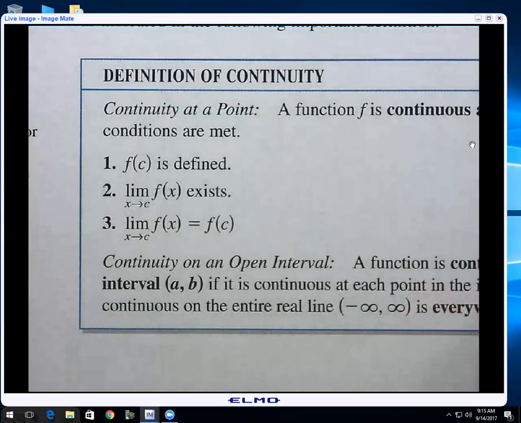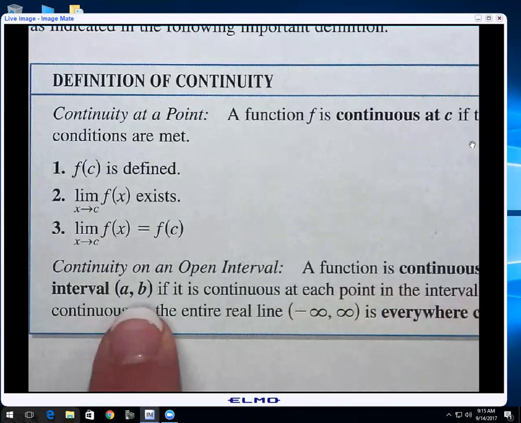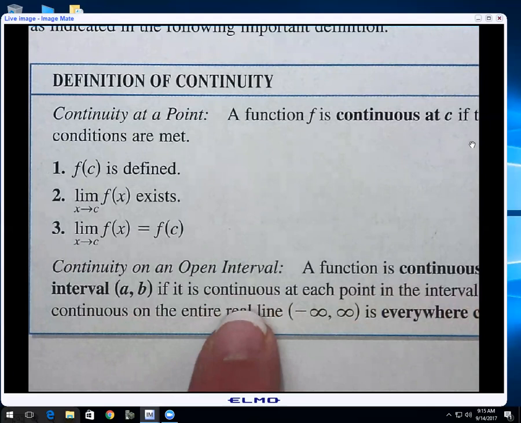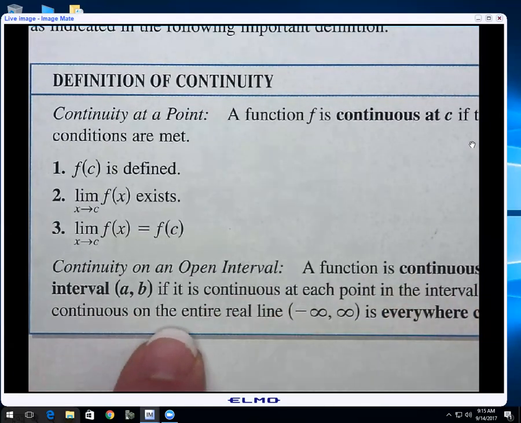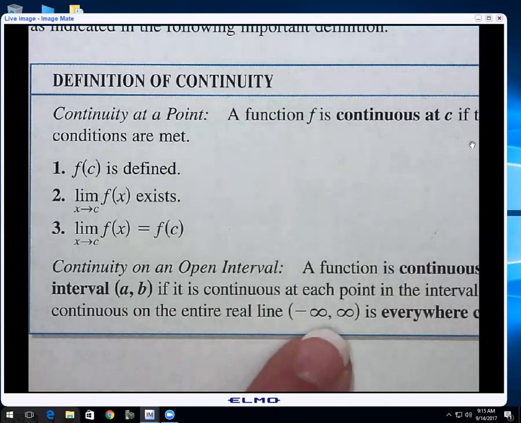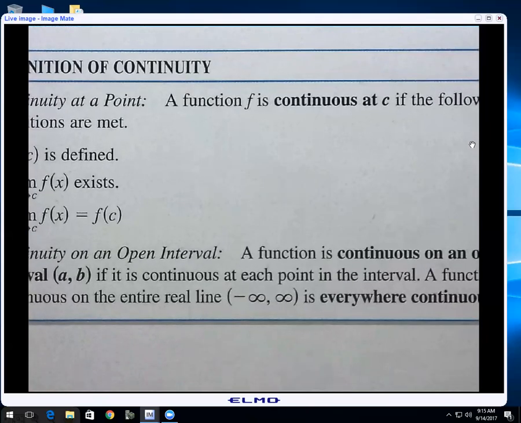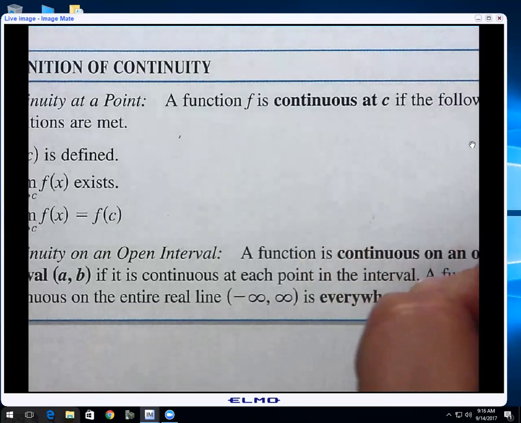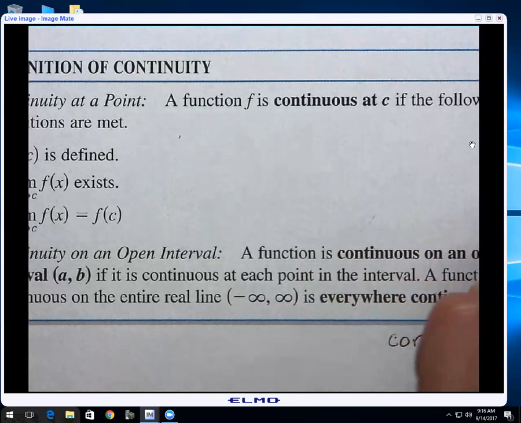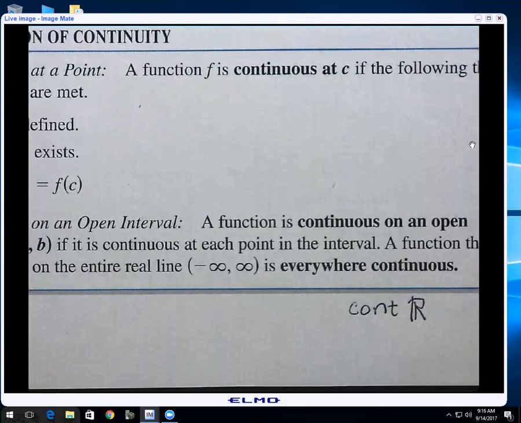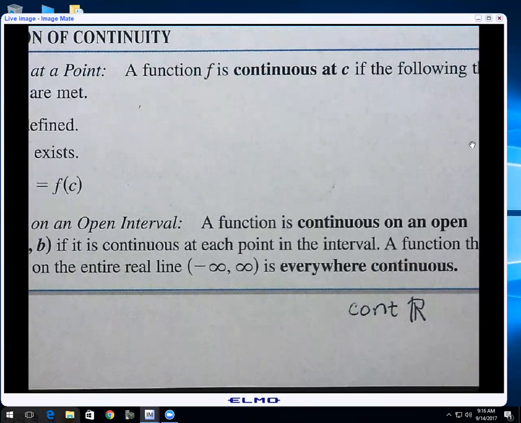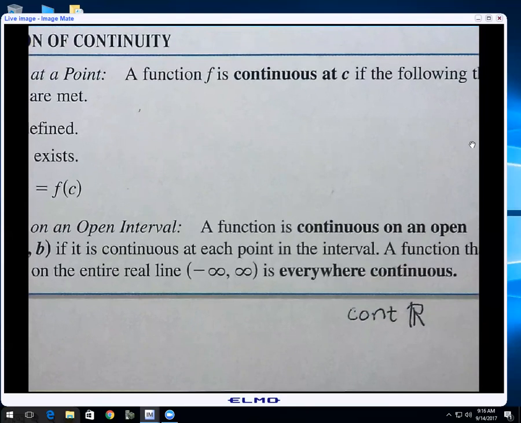A function is continuous on an open interval from A to B if it's continuous at each point in the interval, and for a function that's continuous on the entire real line, negative infinity to infinity, you just say it's continuous everywhere. Or here's how I abbreviate it: it's continuous on the real number system. Y'all told me that, I think Mr. Estep showed my SMHS folks that fancy R for real numbers. If you say continuous on R, I understand that you're saying it's continuous everywhere. I could draw the whole thing without picking up my pencil.